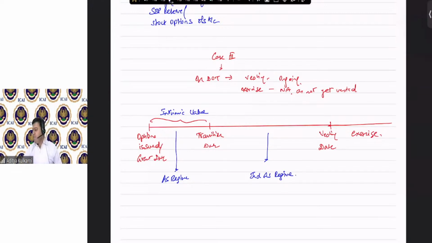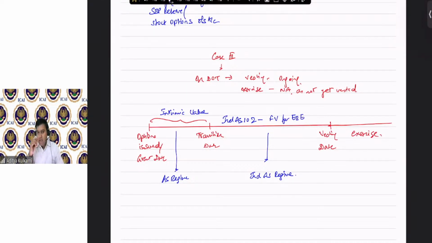It is very easy for me to ask you to learn by heart, but if you know the reasoning why a particular transition relief is there or not there, then there is no need for you to learn by heart, you can understand. Now, Ind AS regime, we look at Ind AS 102, and this requires fair value for employee benefit expenses.